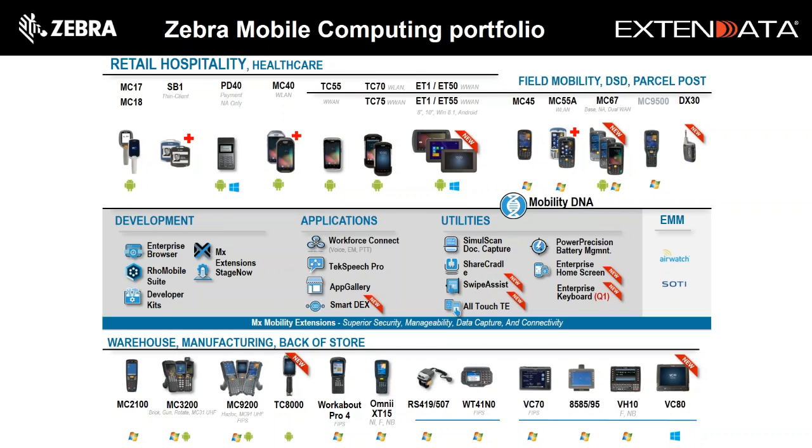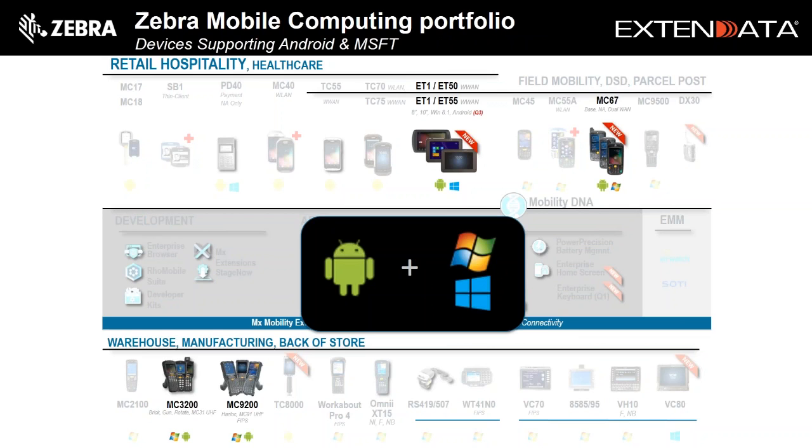A question I often get is, hey Bruce, are there products that do both? And the answer is some that do both. There are some that, in the case of our ET55 and 50 tablets, those can support Microsoft and Android. The MC67 supports Microsoft and Android, and the MC3200 and 9200s are all capable of running legacy Microsoft and Android. Another question I get is, okay, well, what's the mix look like? I can see all the icons in here, and I put some other things.